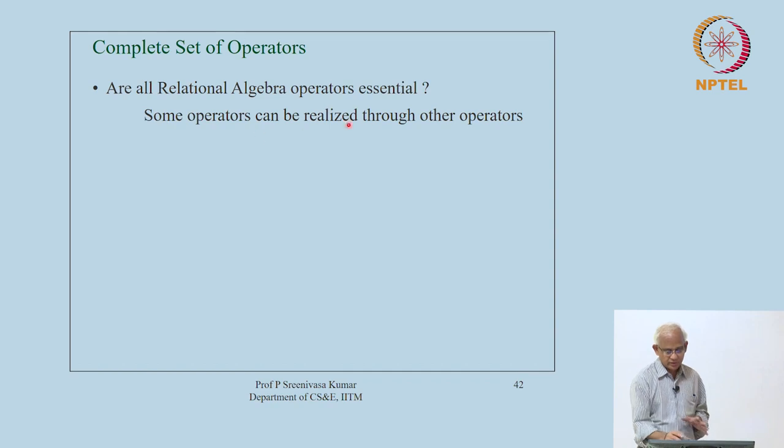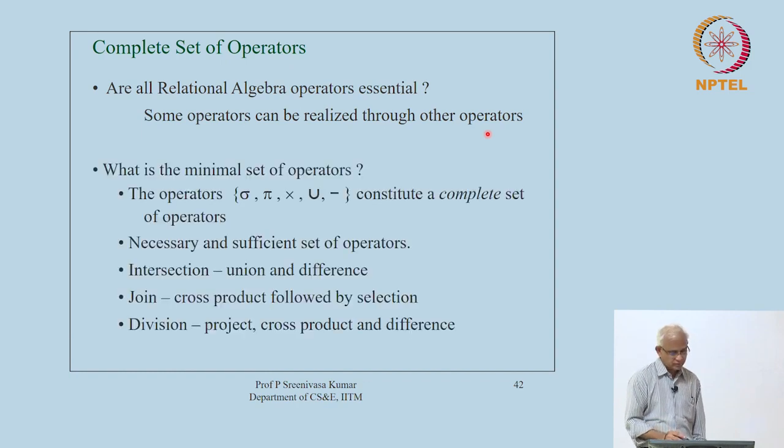Some operators can be realized through other operators, we have already seen that. So, that leads to a question: are all relational algebra operators essential? The answer of course is no, they are not all essential. The minimal set of operators, we can show theoretically, which we are not going to do now in this course, is selection, projection, cross product, union and difference. These are the complete set of operators. That means these are necessary and sufficient. So, you can realize all the other operators through these operators.